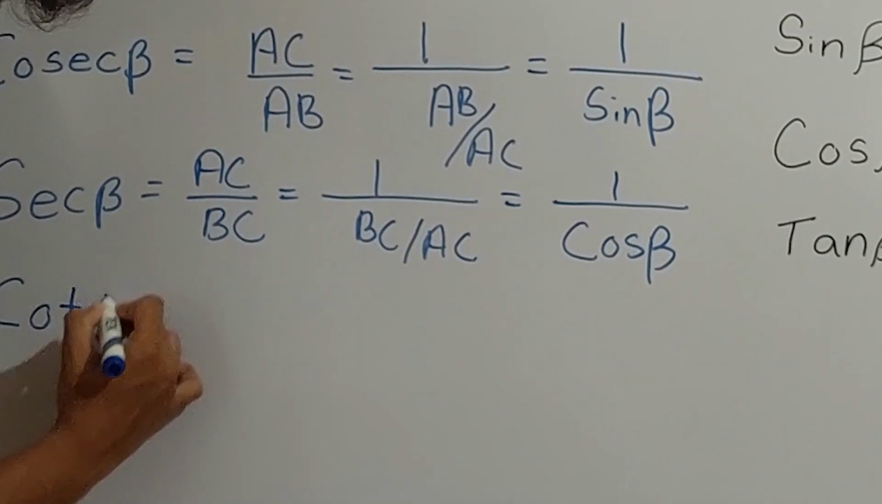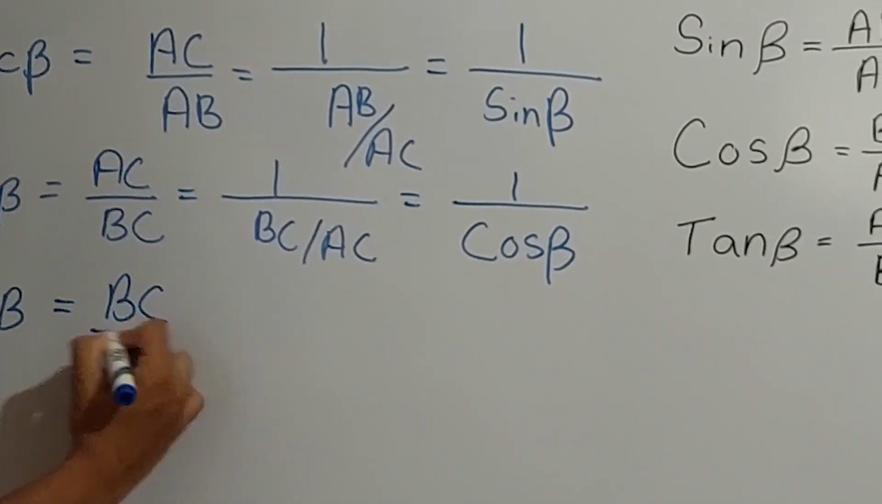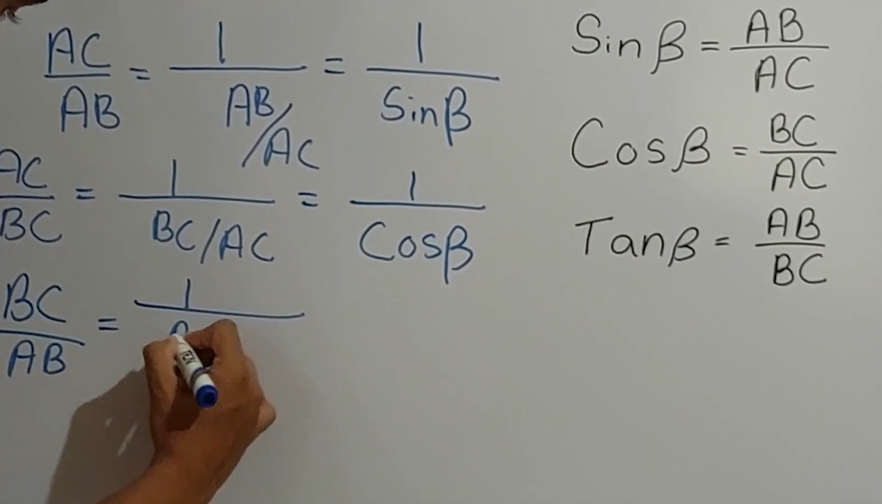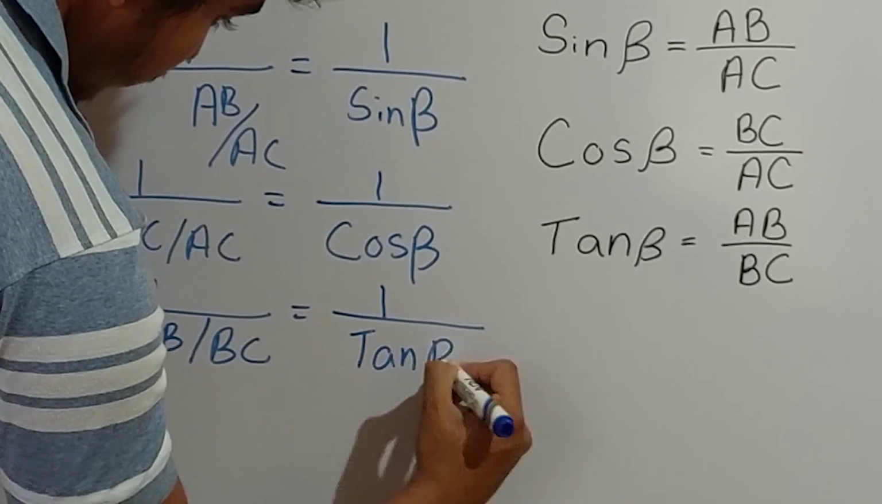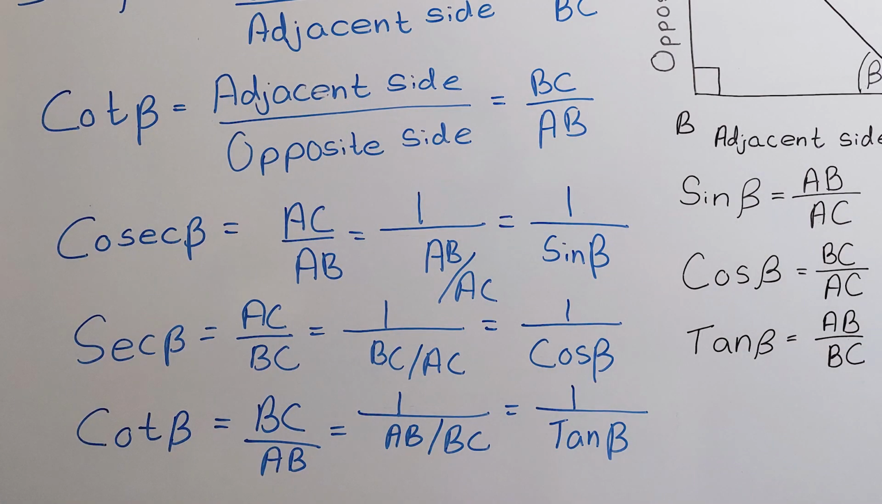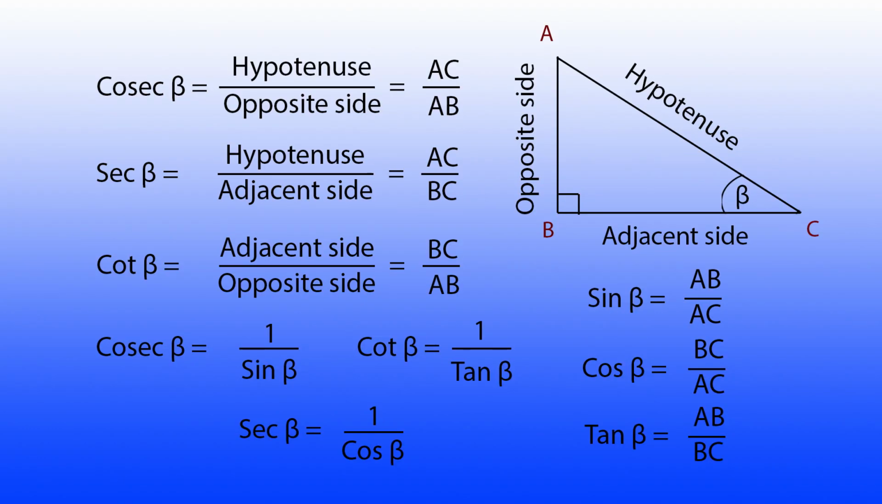Finally look at cot beta. It can also be rewritten like this, and this is cot beta. So cot beta is equal to 1 over tan beta. And also we can get cot beta as cos beta over sin beta. It is for your self-study.